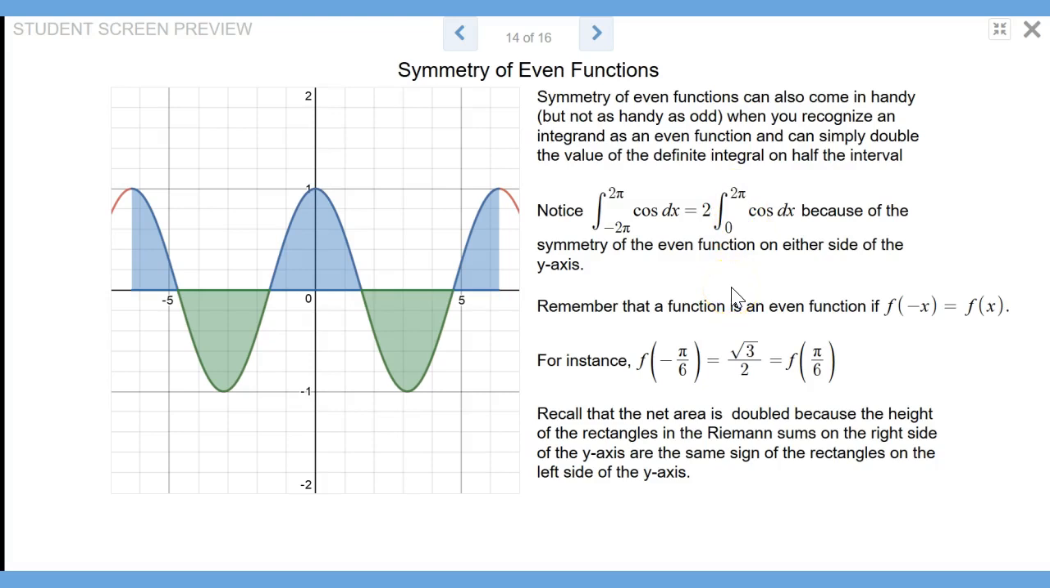So that's not as handy as odd functions, because with odd functions you don't have to do any work. You say, oh, the definite integral is 0. Here with even functions you do still have to find the antiderivative, just on half the interval.